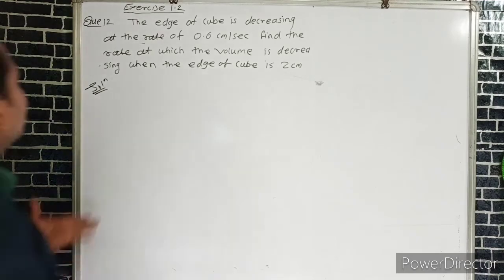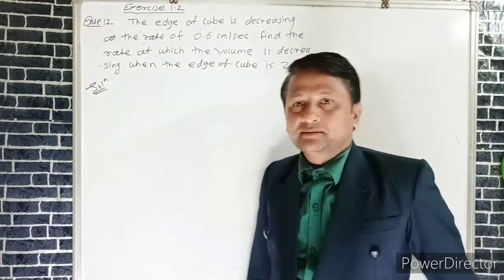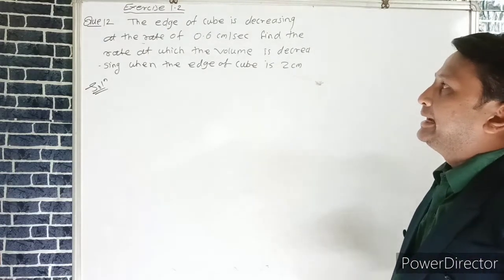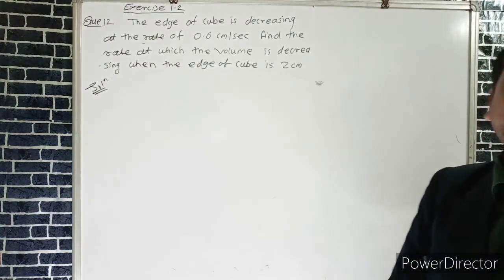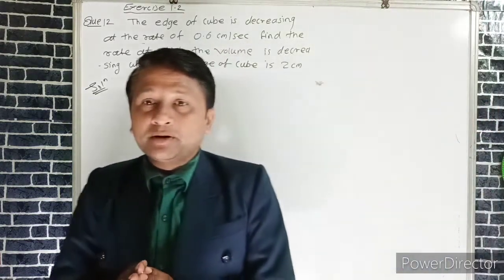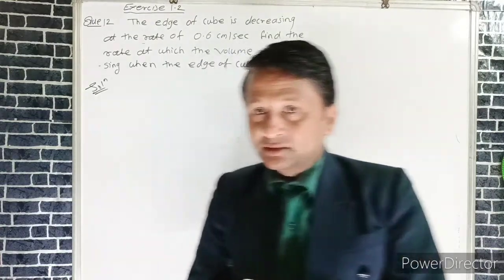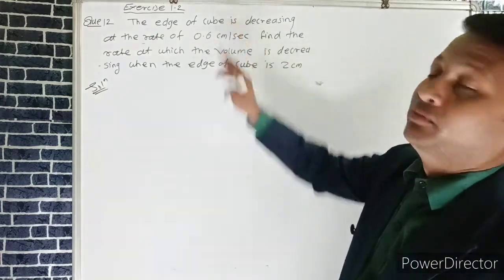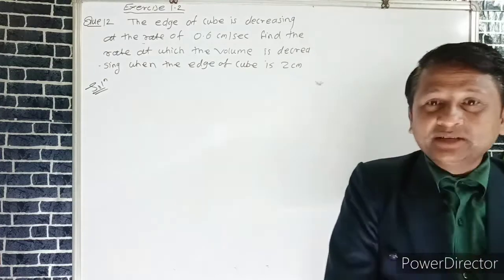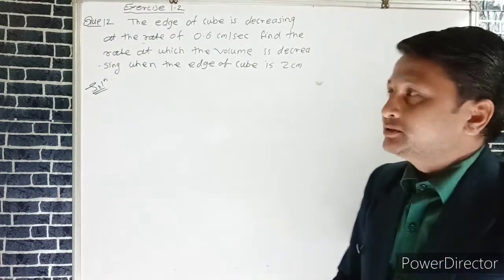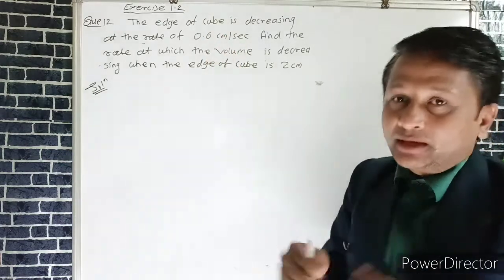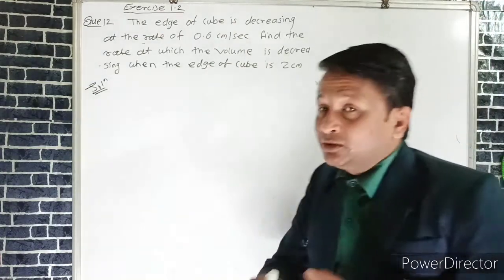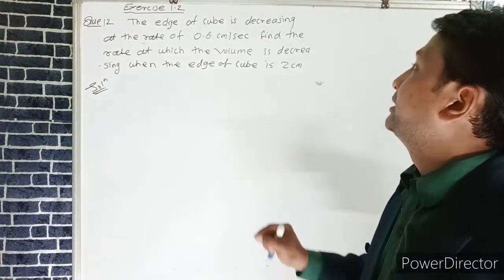So next one, example question number 12. Here question number 12 is: the edge of a cube is decreasing at the rate of 0.6 centimeter per second. Here the change is given but it is in decreasing order, meaning 0.6 centimeter per second is the rate of change of the edge of the cube. If we consider that the edge of the cube is a variable x, then we can write dx upon dt is equal to, in decreasing order, minus 0.6 centimeter per second.